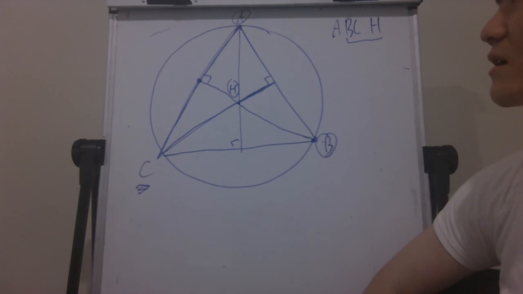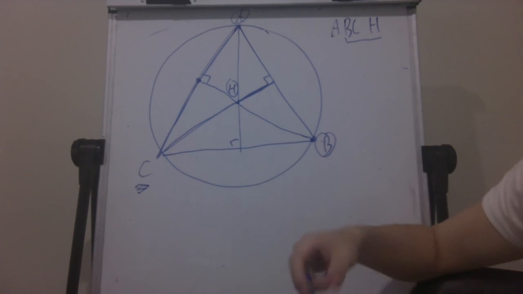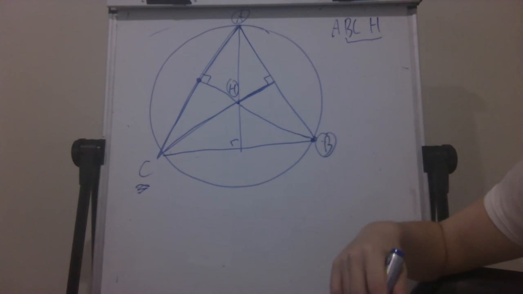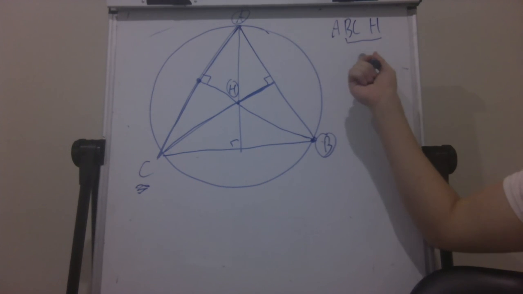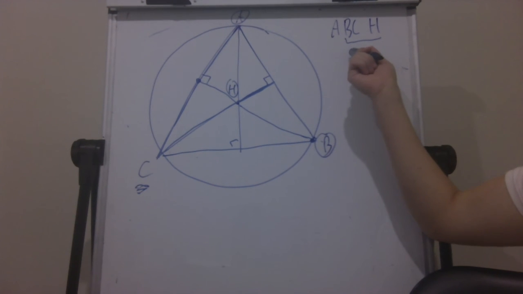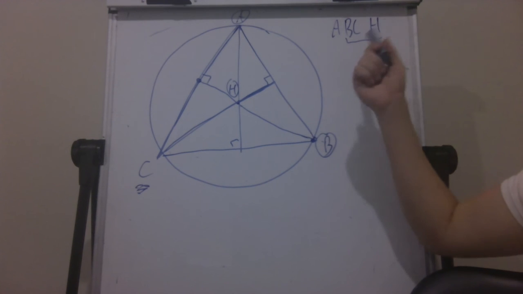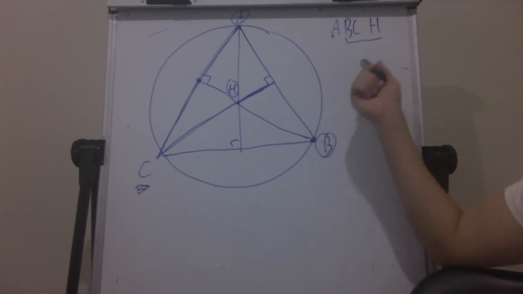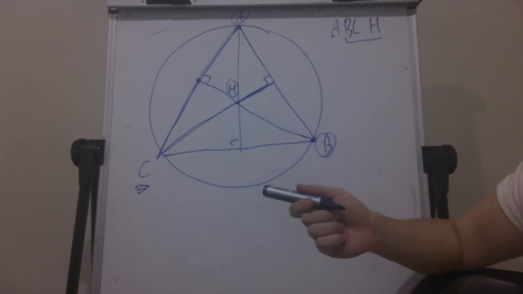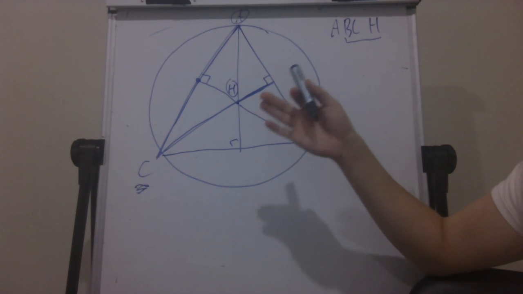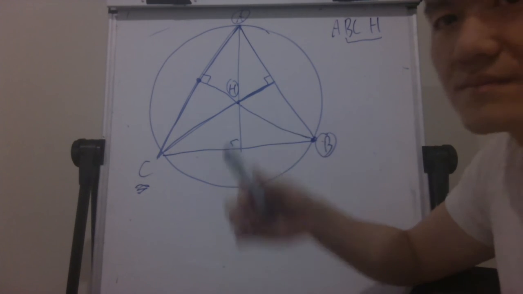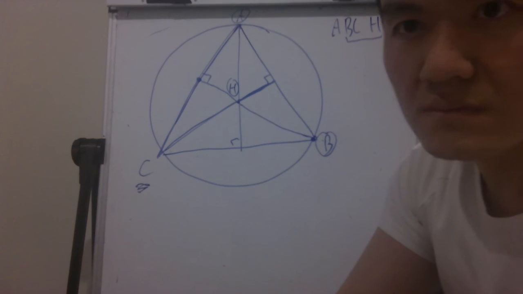So things like A, B, C, H. The theorem says a bit more. It says this forms an orthocentric quadrangle, and all the circumcircles are of equal radius, or they're congruent. They don't have the same centers, obviously, but they have the same radii. Congruent circles.